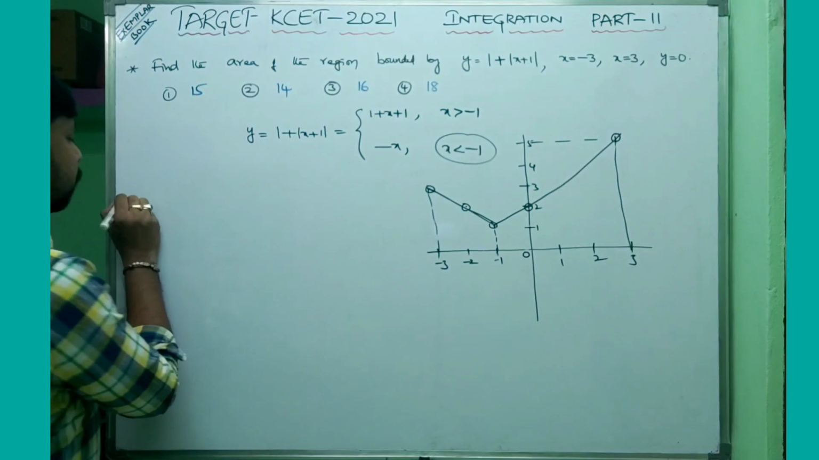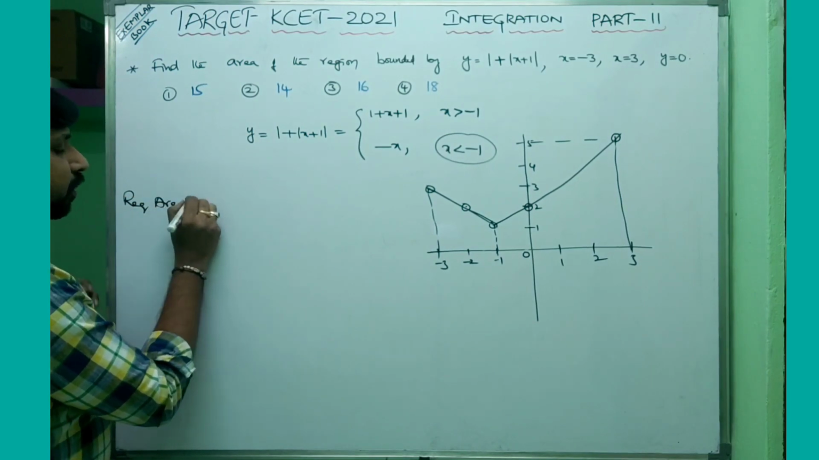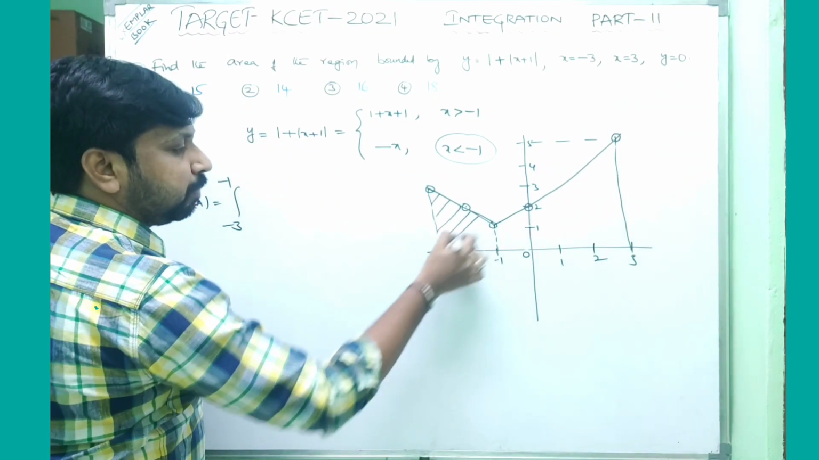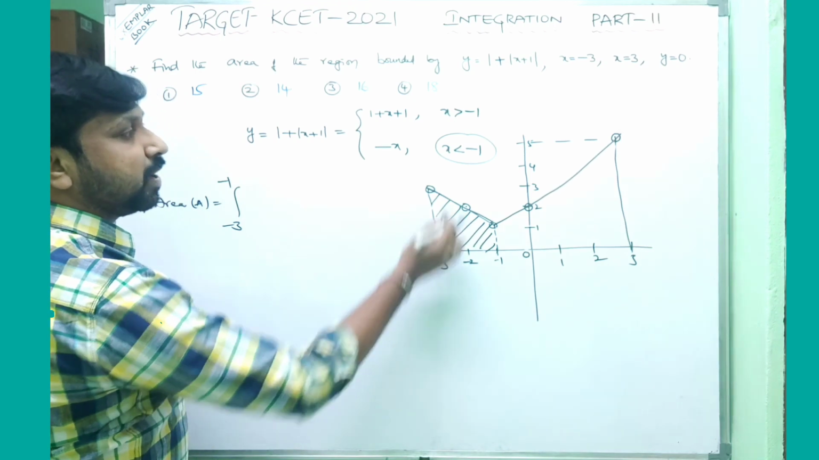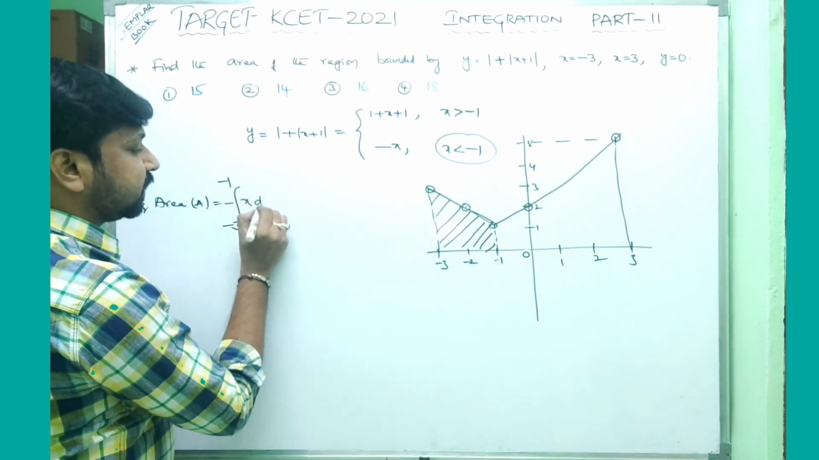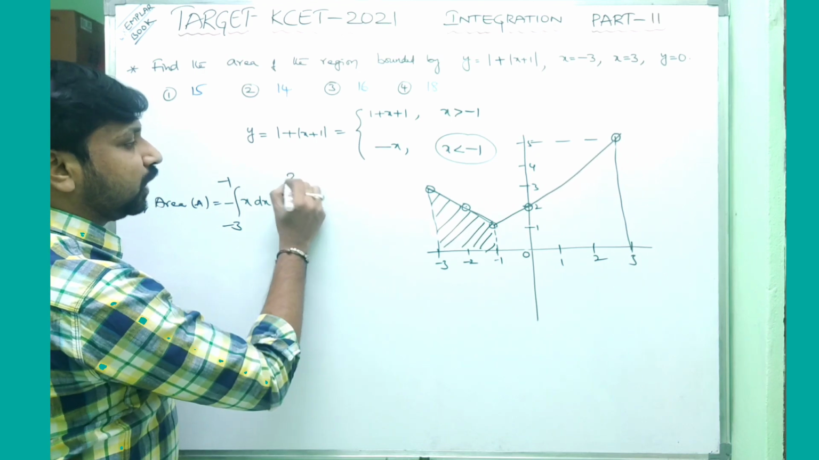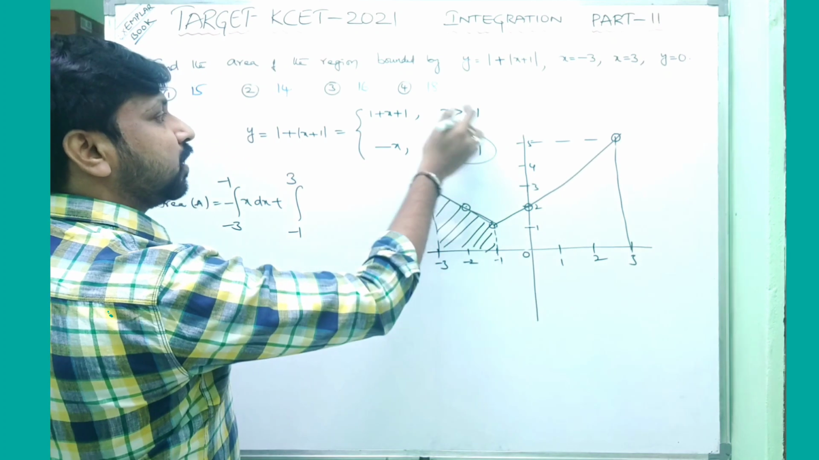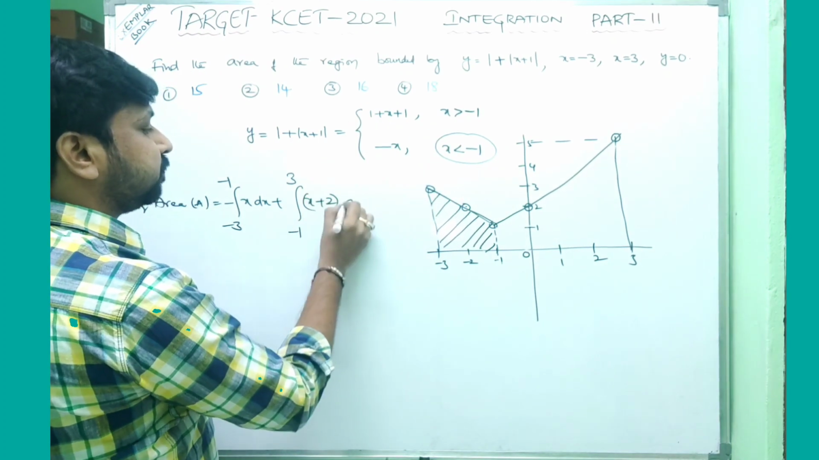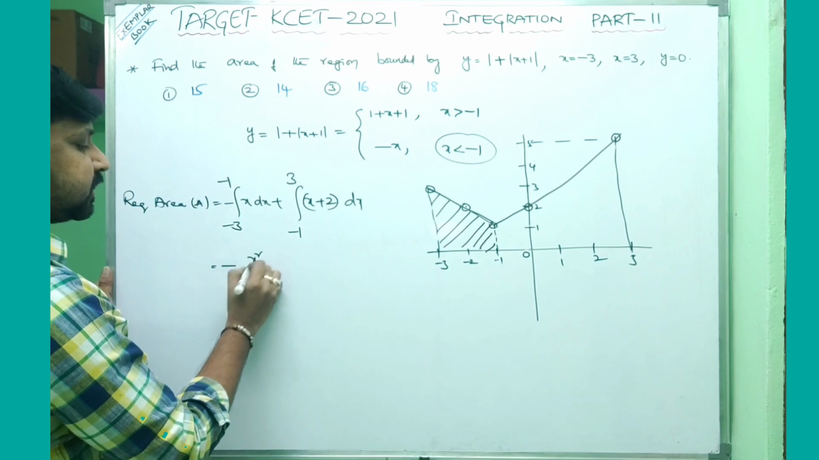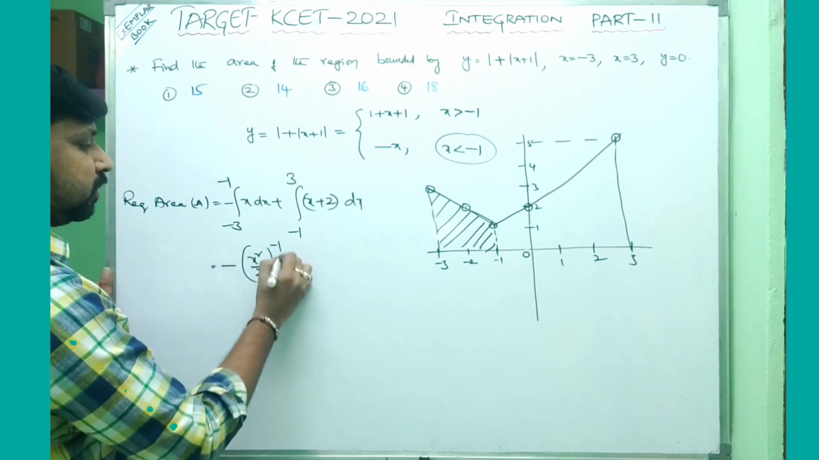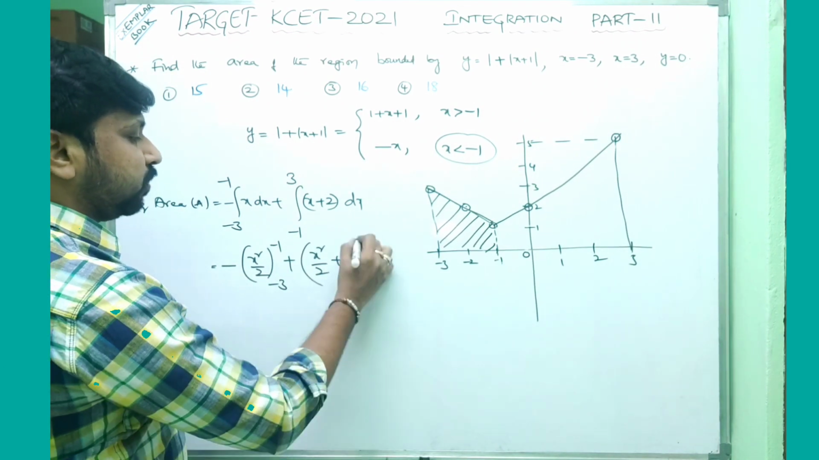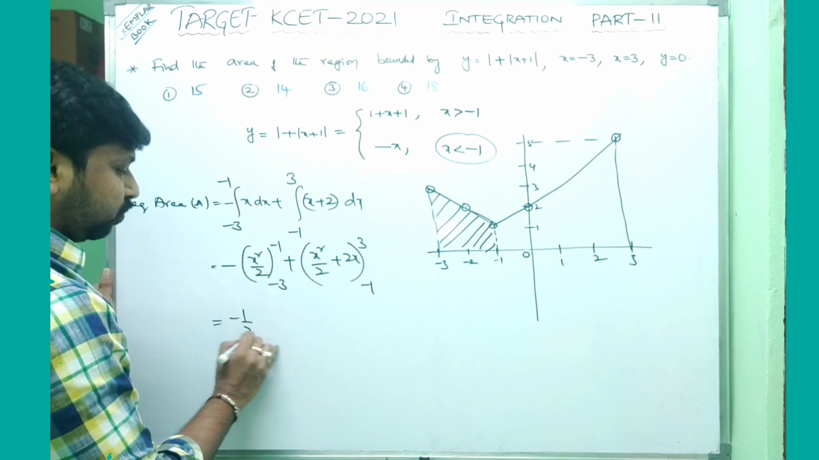So what happened? Required area is equal to the integral from minus 3 to minus 1, which depends on the x less than minus 1 part, that is minus x dx, plus the integral from minus 1 to 3, which depends on the x greater than minus 1 graph, that is x plus 2 dx. So you are getting minus of x square by 2 between the limits minus 3 to minus 1, plus x square by 2 plus 2x between the limits minus 1 to 3.